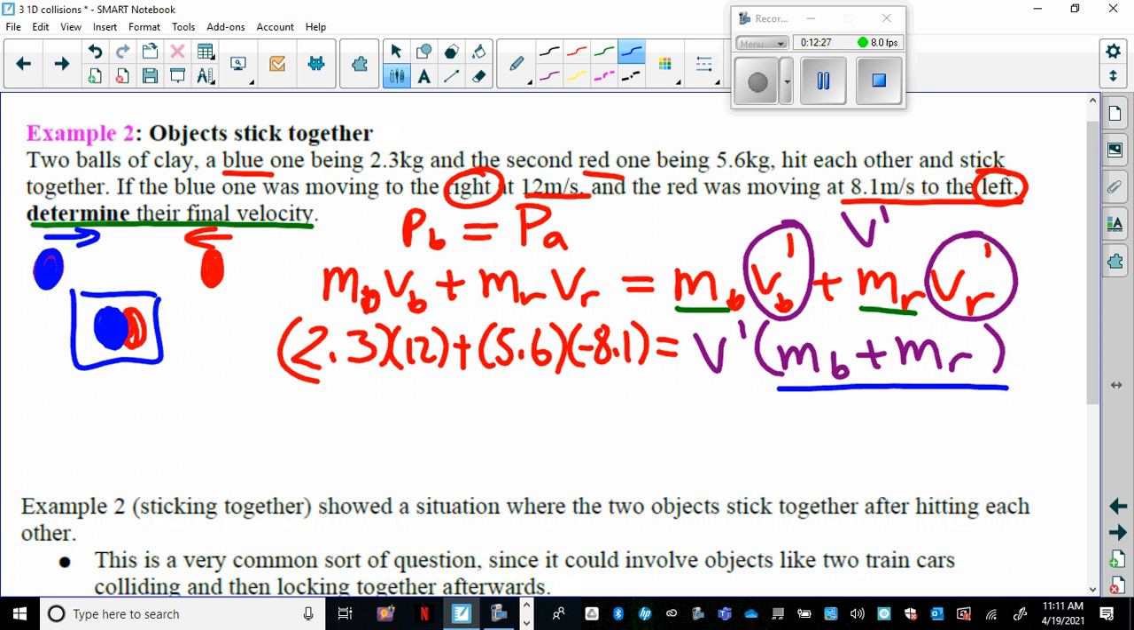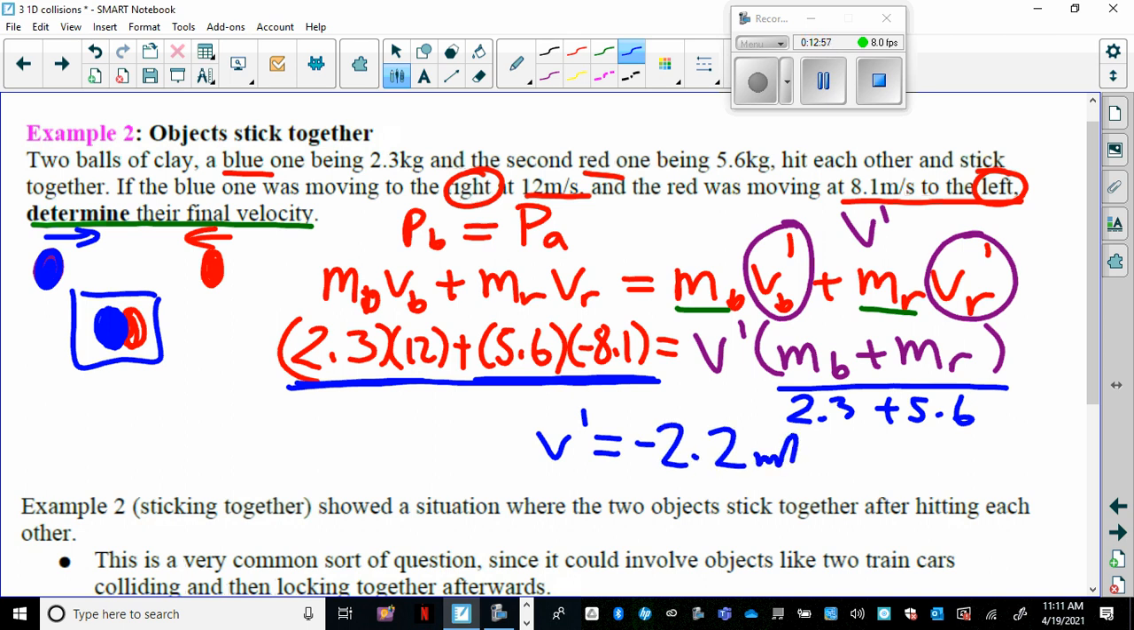And sorry, once again, I didn't bring my calculator, so I can't go through the individual steps with you. But if you multiply this, add this, which really means subtracting because that's a negative there, then you're going to add these two masses, that's 2.3 plus 5.6. And then you're going to divide whatever answer you got over here by this. And you're going to get v prime equals negative 2.2 meters per second.